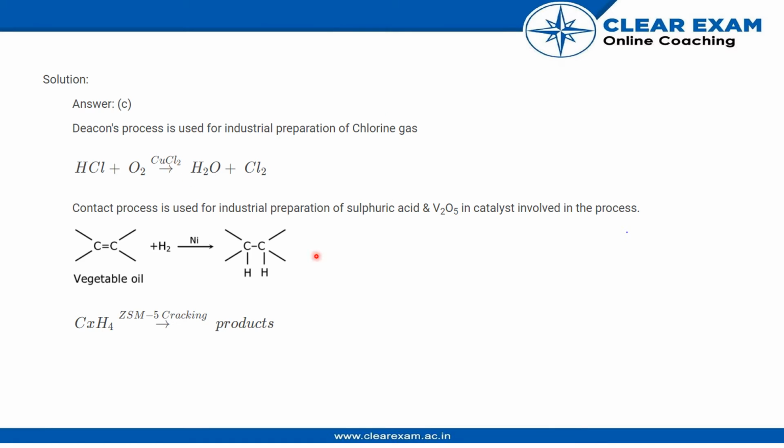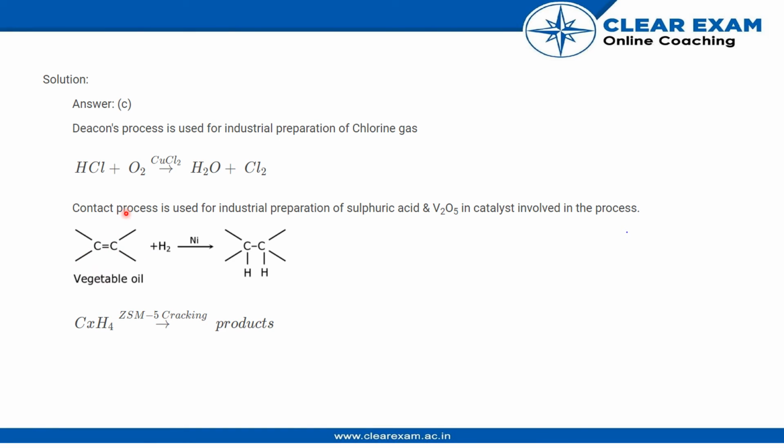How? This is a brief description of the processes over here. Deacon's process is used for industrial preparation of chlorine gas. The equation is HCl plus O2 gives, in the presence of CuCl2 as a catalyst, H2O plus Cl2. And the contact process is used for the industrial preparation of sulfuric acid, and V2O5 as a catalyst is involved in the process. So the answer is sulfuric acid, and V2O5 is the catalyst.